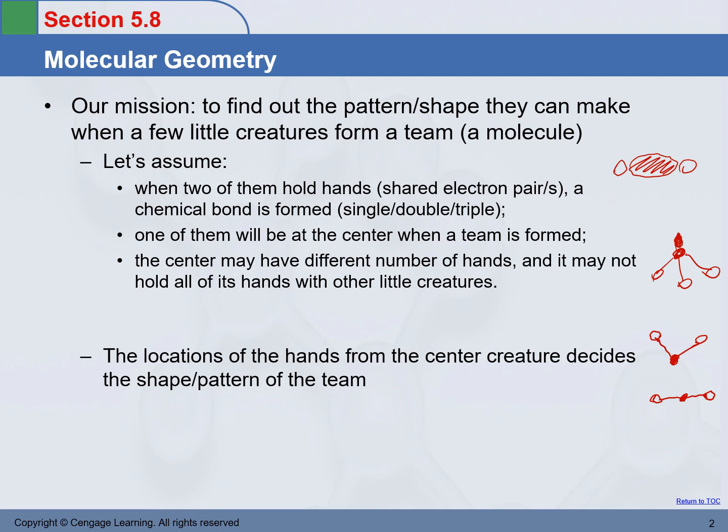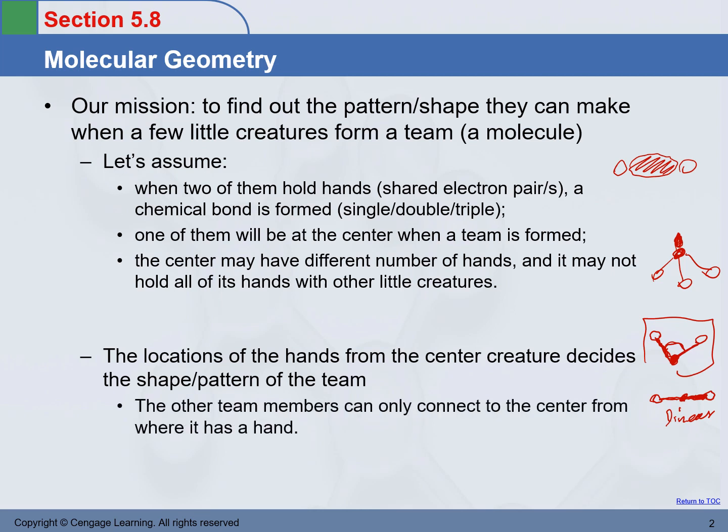Now, depending on where the center will offer its hands, the final shape of the team will be different. This team will be an angular shape. This team will be a linear shape. Does it make sense to you? The locations of the hands from the center decide the final shape of the team. The other team members can only connect to the center from where it has hands. We just talked about this.